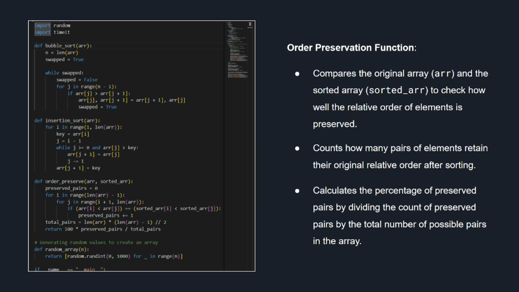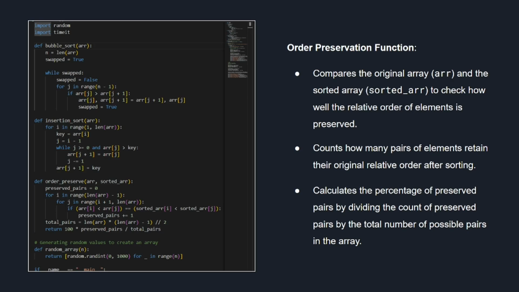This function plays a crucial role in our analysis for sorting algorithms. Its purpose is to evaluate how well the sorting algorithm maintains the relative order of elements from the original array to the sorted array. This function takes two arguments, the unsorted array and the sorted array, and the goal is to count how many pairs of elements retain their relative order after sorting, and then it calculates the percentage.